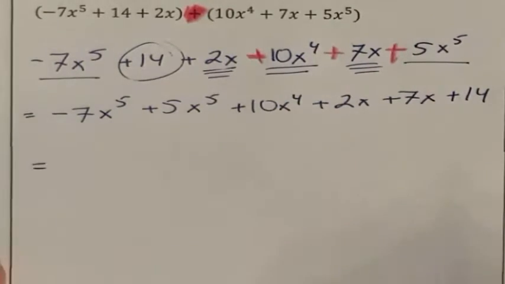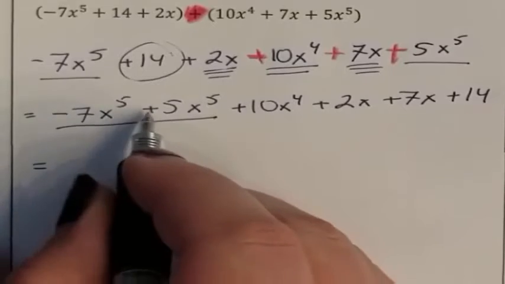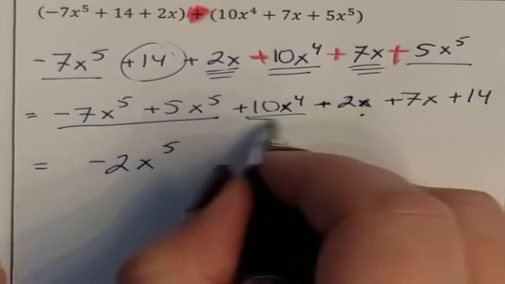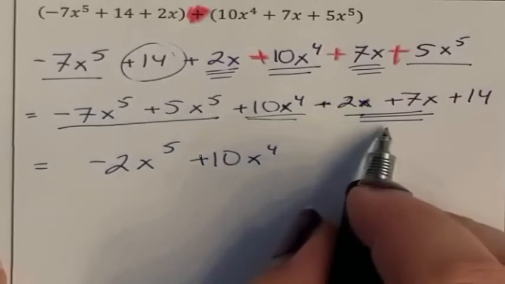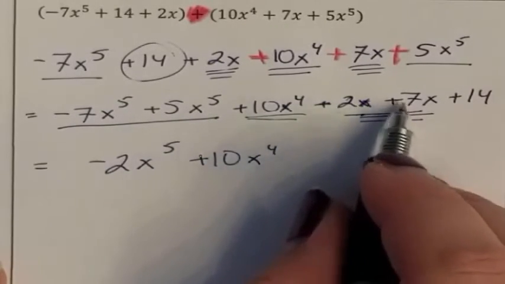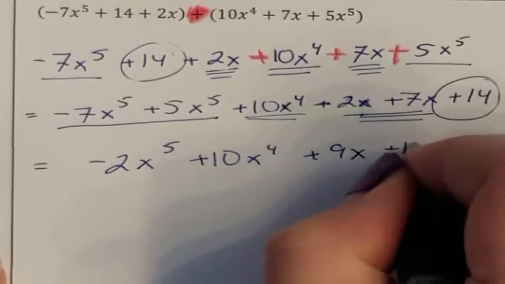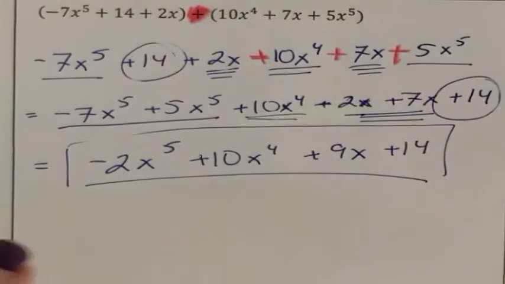So now physically combining the like terms, my x to the fifths, there were negative 7 of them, and I added 5 of them. I'm left with negative 2 of them. X to the fourth, he's the only x to the fourth, so I have 10x to the fourth. X's can only go with x's. There were 2 of them, and I added 7 more of them, so I have 9 of them. And constants can only go with constants, and he is the last one. So this is my answer when I solved it horizontally.